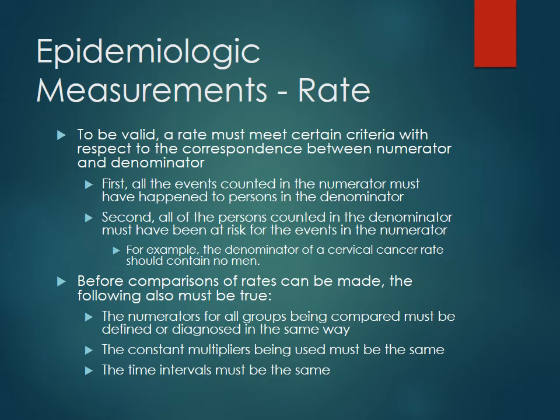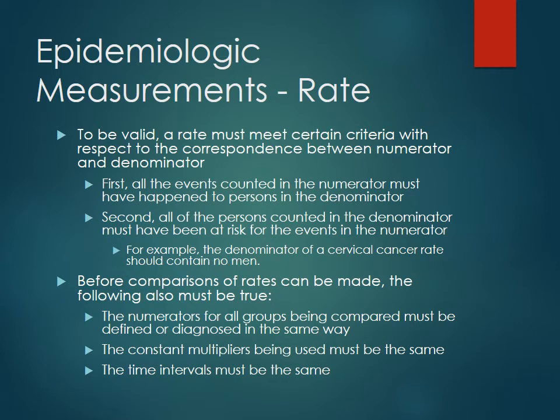And then all the persons counted in the denominator must have been at risk for events in the numerator. So for instance, if you're looking at rates of cervical cancer, your denominator should not include men, right? You don't want to include men in it. So only people who are at risk.